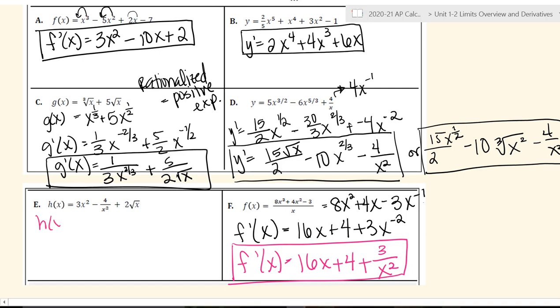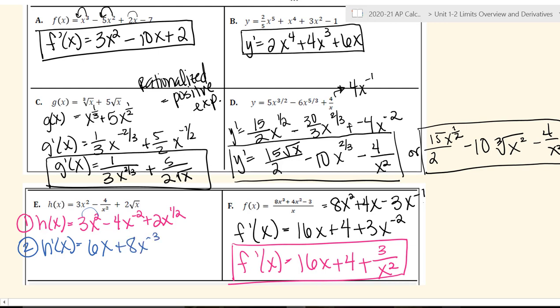I'm going to rewrite it first and say h of x is 3x squared minus 4x to the negative 2 plus 2x to the 1/2. So there's step 1. Step 2, let's take this and start derivating. H prime of x equals 6x plus 8x to the negative 3 plus 1/2 times 2 is 1, x to the negative 1/2.